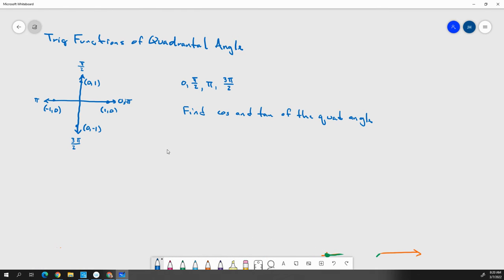So weird to see like algebra 1A stuff while I'm teaching pre-calc.